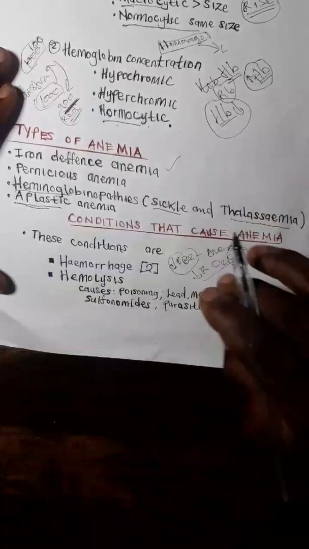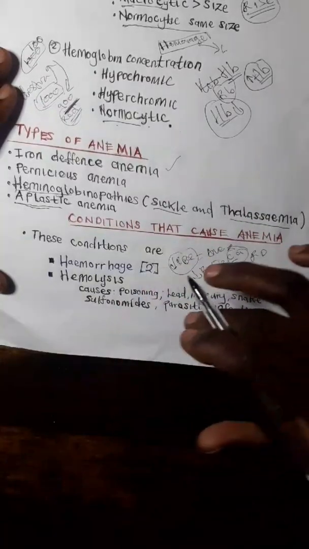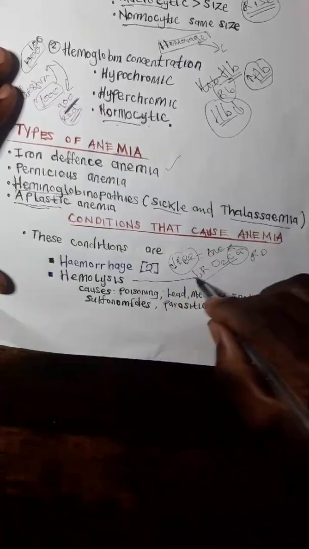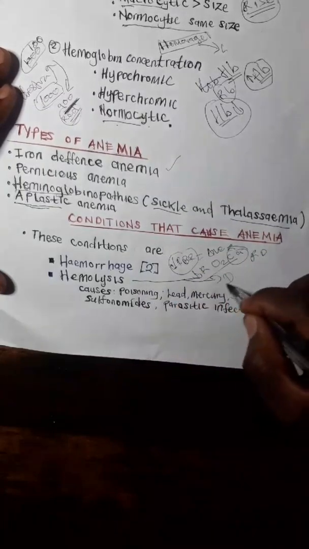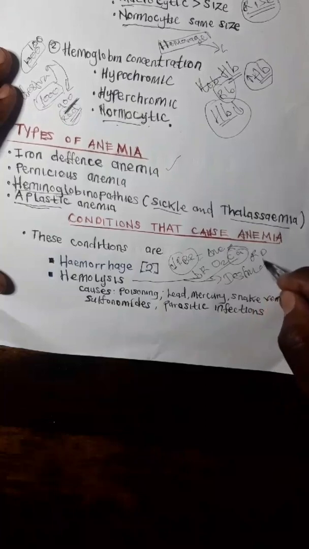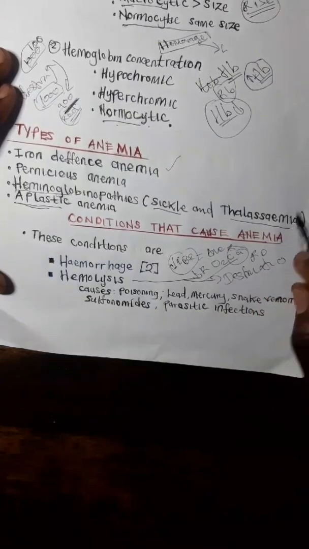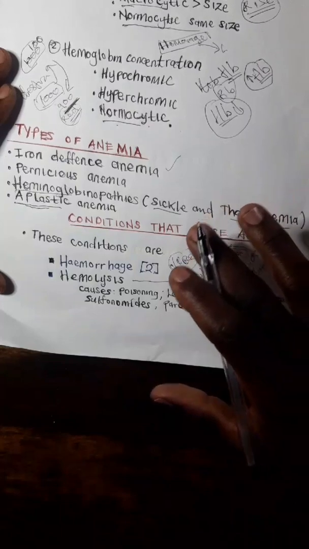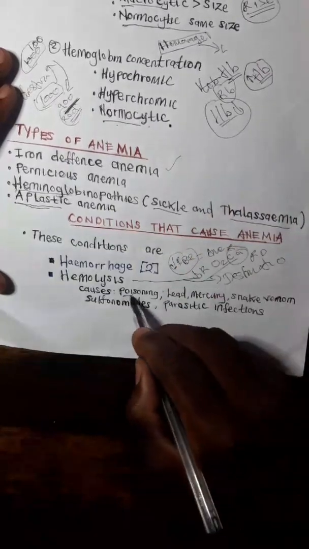So let's talk about hemolysis. Hemolysis simply means the destruction of the red blood cells. There are various factors that can cause hemolysis. The first one can be poisoning.